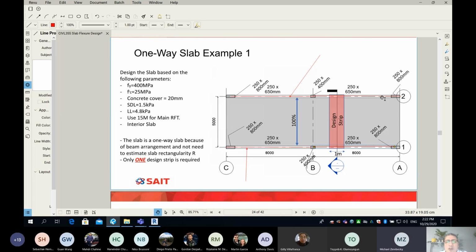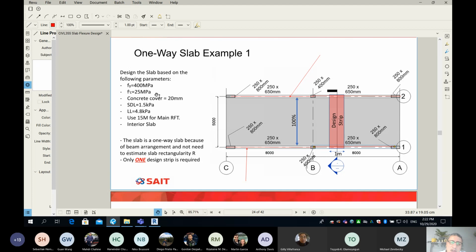Now, let me give you the rest. We have 6 columns, and all the column dimensions are mentioned over there. This column here is 250 by 800. The beam is 250 by 650. We have a total of 6 columns. I give you here some information that will help us with the design.